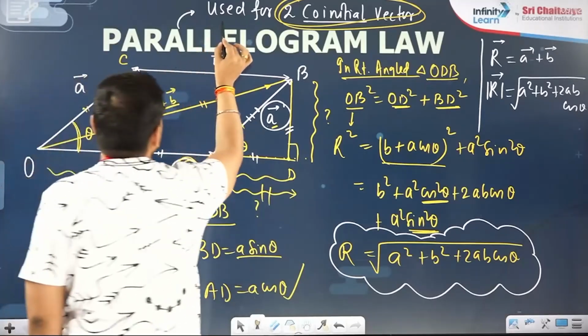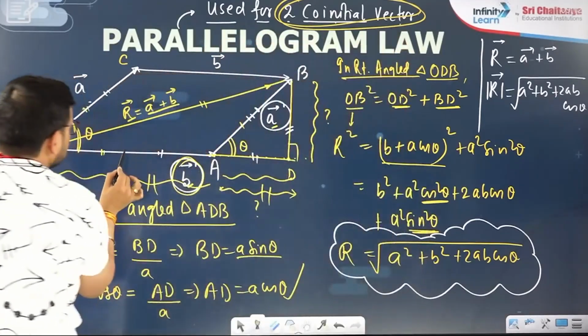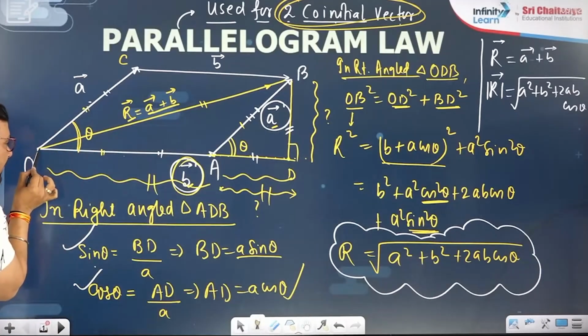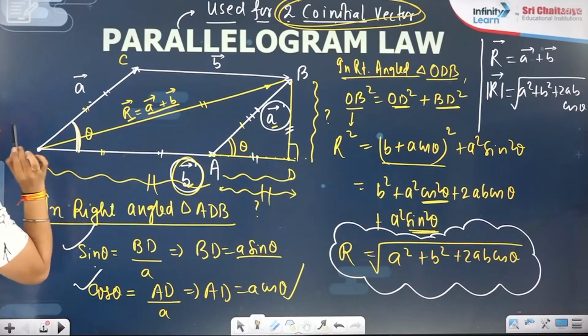Two vectors, first read this, are used for two co-initial vectors. One vector is A, one vector is B. Co-initial means their tails are matching. When the tails match for two vectors, at their tail the angle between the vectors is defined.